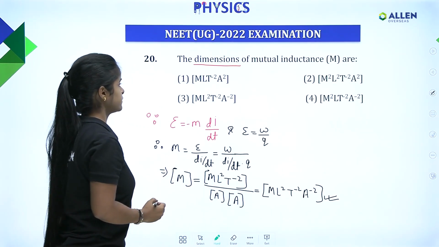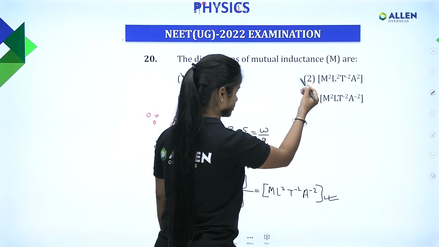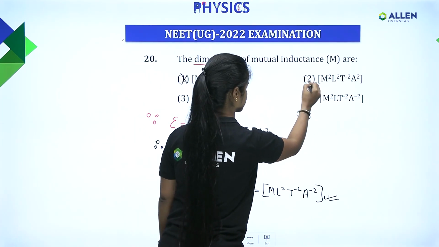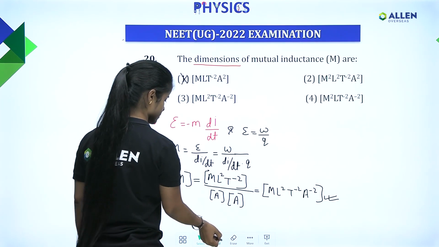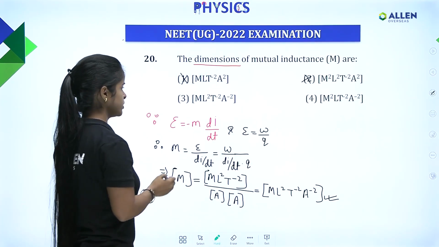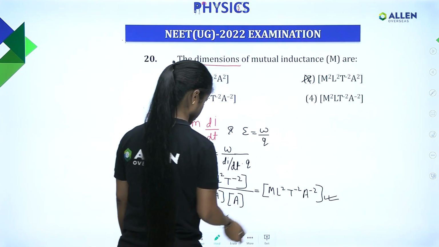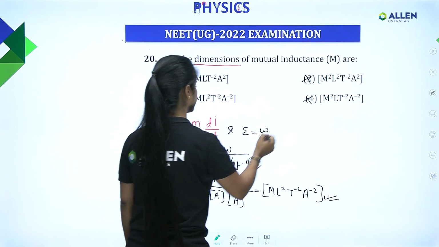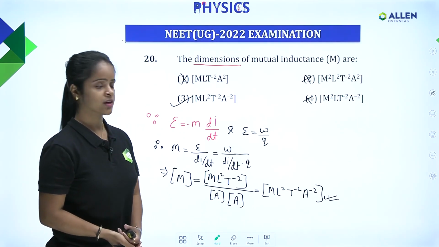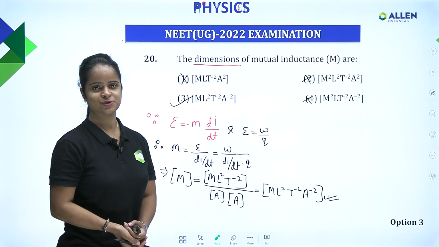Let's check whether it is given. M L square, this is wrong. M L square T to the power minus 2 A to the power minus 2, this is also wrong. This is also wrong. So M square, this is also wrong, right? So from here what you can say? Option number 3 is the correct option, and the same thing is written there. Hope it is clear to everyone.